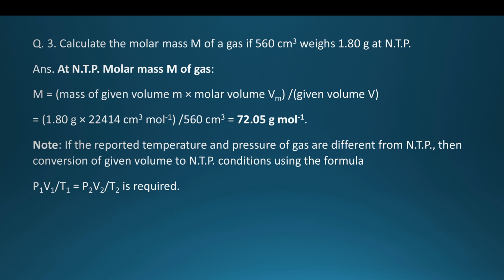In this question, temperature and pressure corresponded to NTP values. If the values are different, then first we have to obtain the value at NTP by using the formula P1 V1 over T1 equal to P2 V2 over T2. So please be careful.